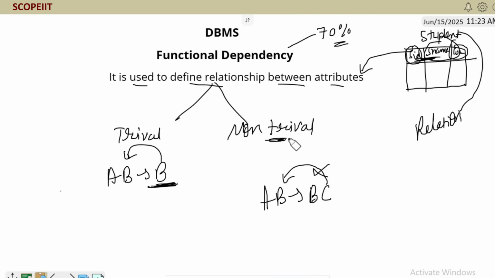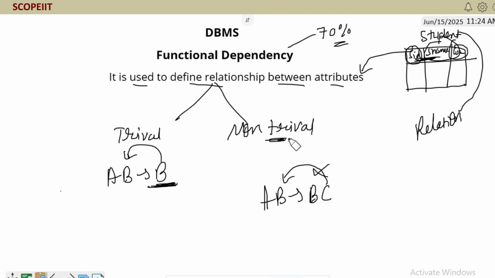So what is trivial functional dependency? If all elements of the right hand side are present on the left hand side, then it is known as trivial functional dependency. Similarly, if all elements of the right hand side are not present on the left hand side, then it is known as non-trivial functional dependency.